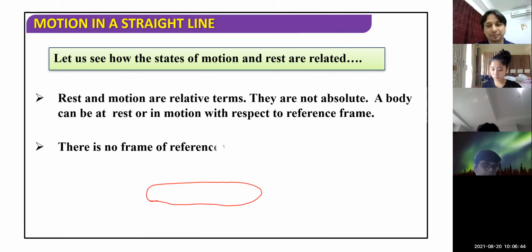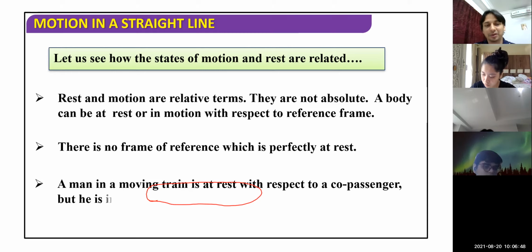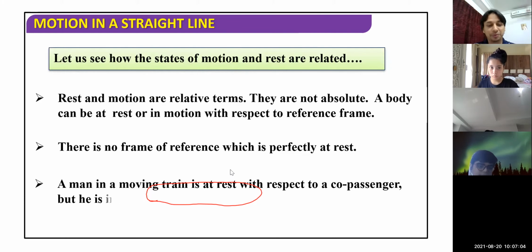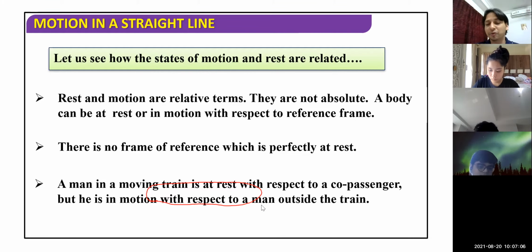We have already discussed this. A body can be at rest or in motion with respect to some frame of reference. There is no frame of reference which is perfectly at rest. Everything is in motion. That is the meaning of this line. A man in a moving train is at rest with respect to a co-passenger, but the same person is in motion with respect to the people who are outside the train. It's very clear, children.